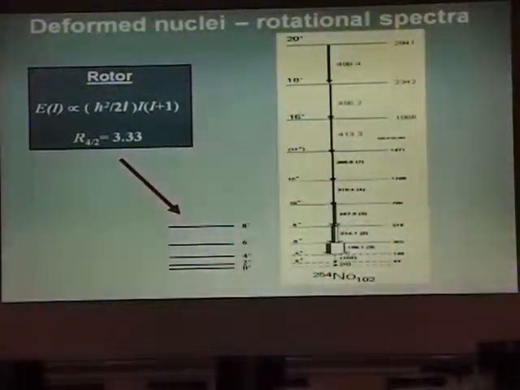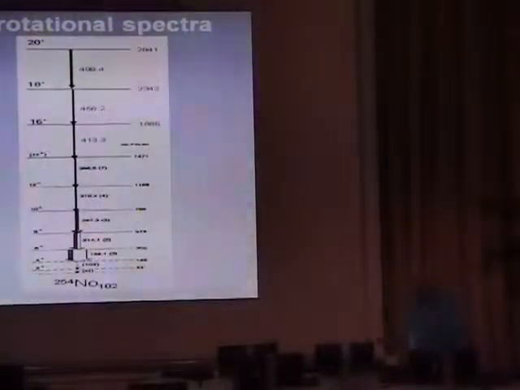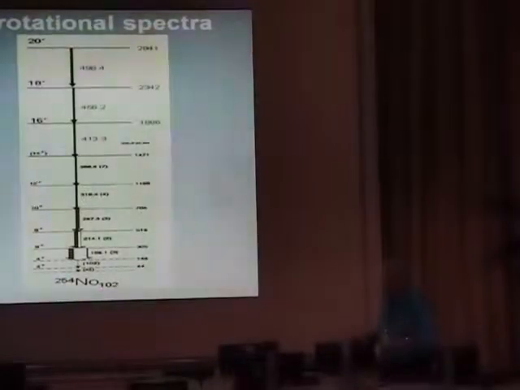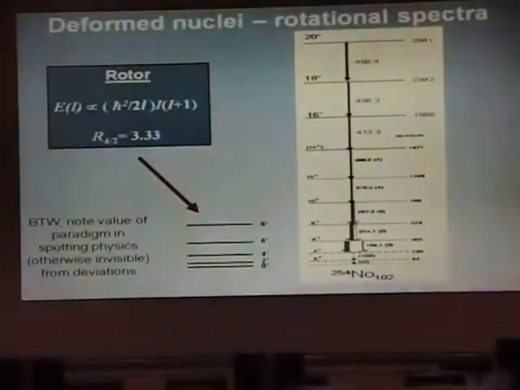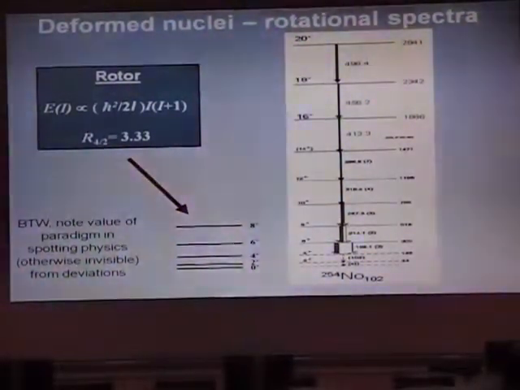Okay, so these are the predicted energies for a deformed rotor. Here's a non-typical example, but an interesting one. Nobelium 254. And you see that these energies agree very, very closely. Okay? Now, I want to just take a step back and talk about the philosophical point. This formula is an idealized formula. No nucleus is going to be a perfect rotor. But I want to talk about the value of paradigms like this.